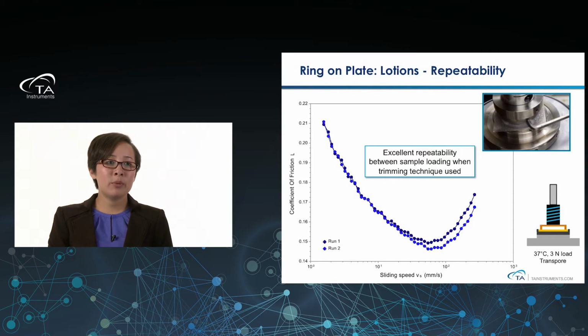So here's just an example. It's the same exact test, same exact lotion, 2 different loadings of the same lotion, but we trimmed it. And so as you can see here, we have excellent repeatability between sample loadings when we use that trimming technique. You can see the dark blue and the light blue circles, they overlay really well with one another throughout the entire test.